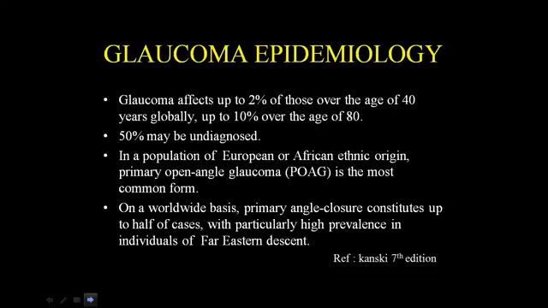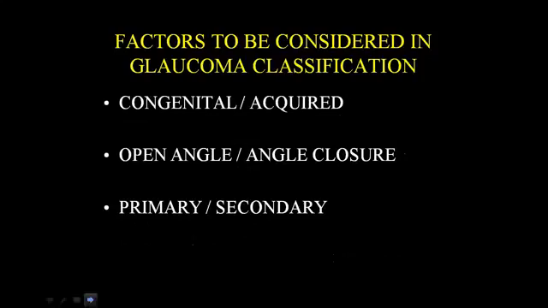Now, when we talk about the classification of glaucoma, glaucoma can be classified as congenital or acquired, and then subclassified into open angle and angle closure, depending upon the mechanism by which the aqueous outflow is impaired with respect to the anterior chamber angle configuration. And a distinction between primary and secondary glaucoma is also made.